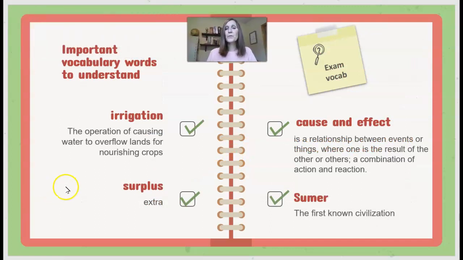And then some important vocabulary words to understand. Irrigation: the operation of causing water to overflow lands for nourishing crops. Surplus is an extra. Cause and effect is this relationship between events or things where one is the result of the other or others, a combination of action and reaction. And then Sumer is the first known civilization.